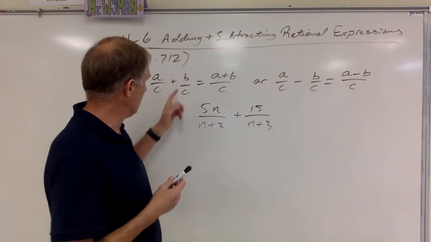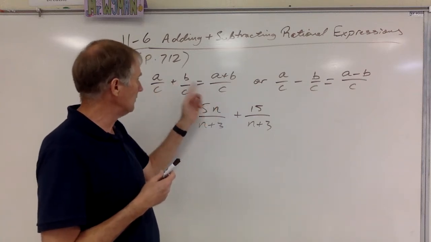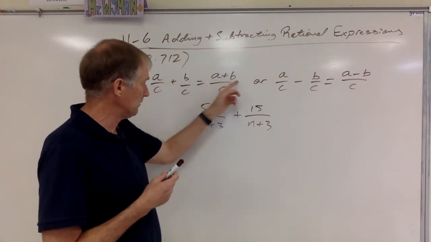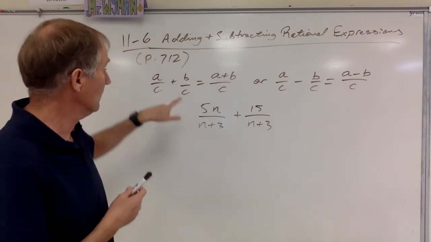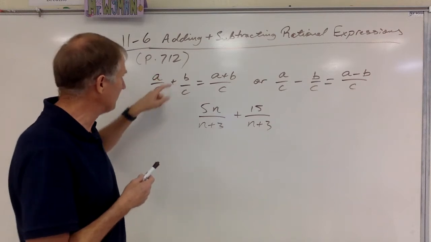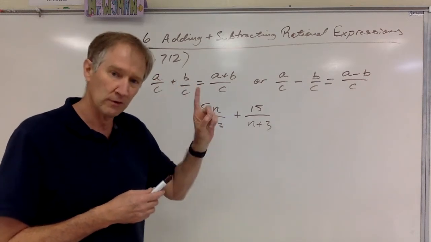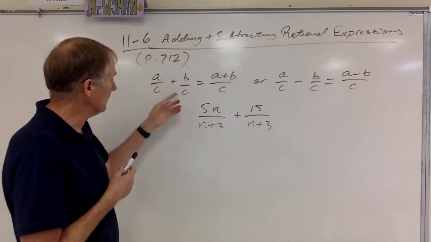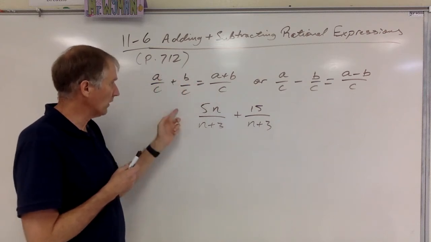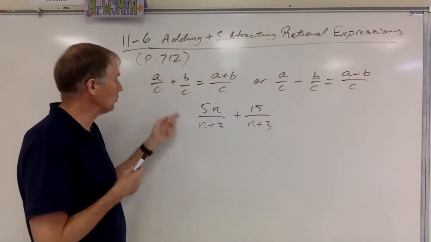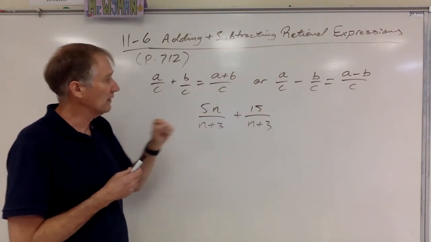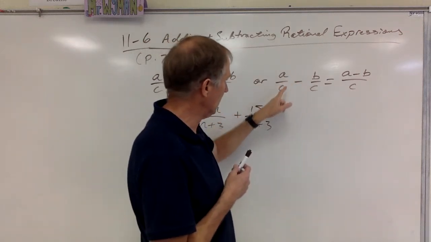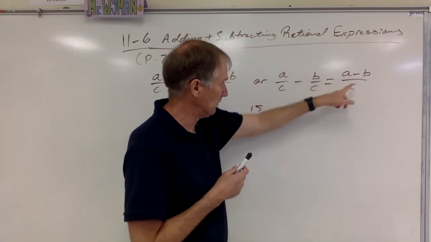A over C plus B over C have a common denominator of C, so you can add. The numerator becomes A plus B, all divided by C. Not C plus C, don't do that, all right? You know that 1/2 plus 1/2 equals 2/2. So 1 over 2 plus 1 over 2 equals 2 over 2. The denominator is common, all right? Same thing with subtraction. A over C minus B over C equals A minus B over C.